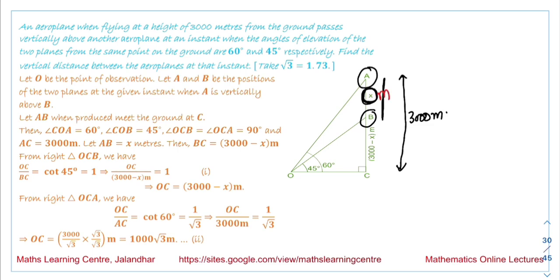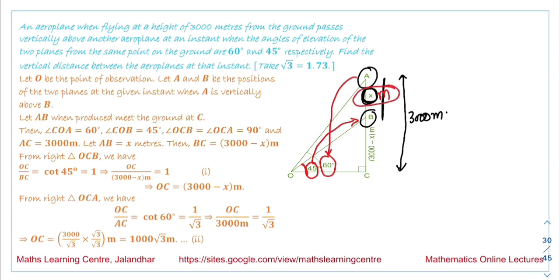It is given that the angle of elevation of one aeroplane is 45 degrees, and of the second aeroplane is 60 degrees. It means the aeroplane which is higher has an angle of elevation of 60 degrees. The aeroplane which is lower has an angle of elevation of 45 degrees. So we have to find the vertical distance between the aeroplanes at any instant.